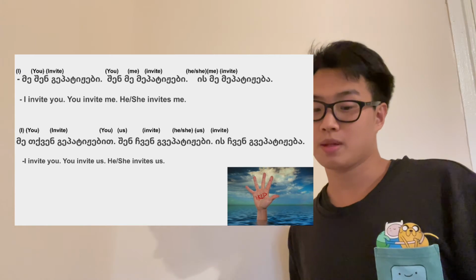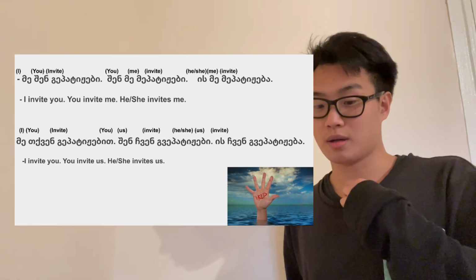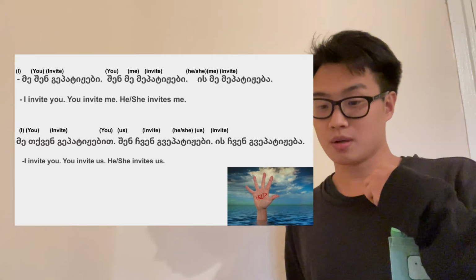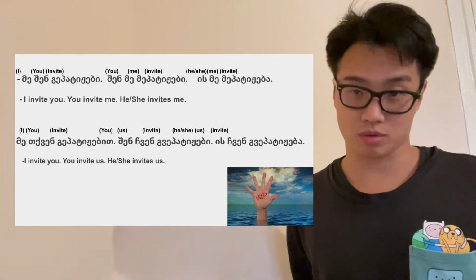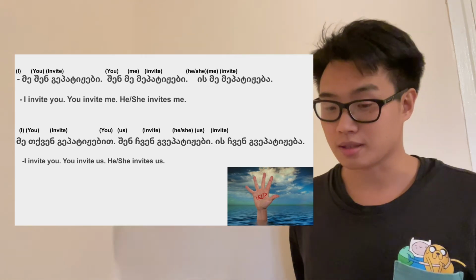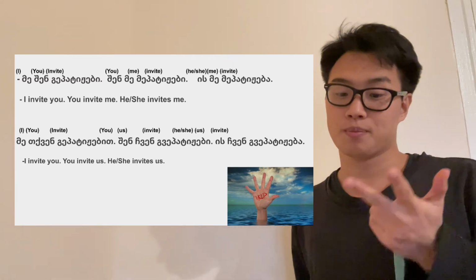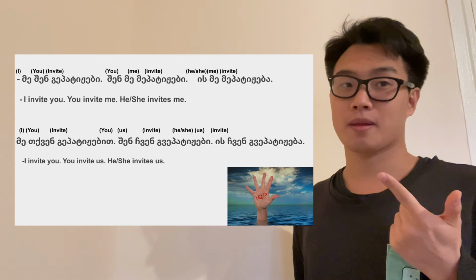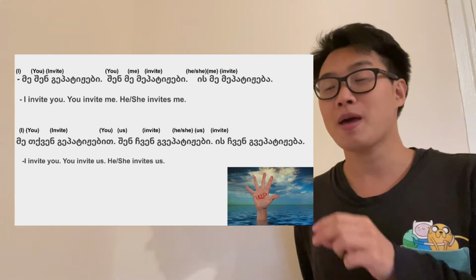And the last one, he, she invites us. Is chven gupatijeba. Or, of course, we can also say is gupatijeba. And that's it. Right? Gepatijebi, mepatijebi, mepatijeba, gepatijebit, gupatijebi, and what was it? Gupatijeba.